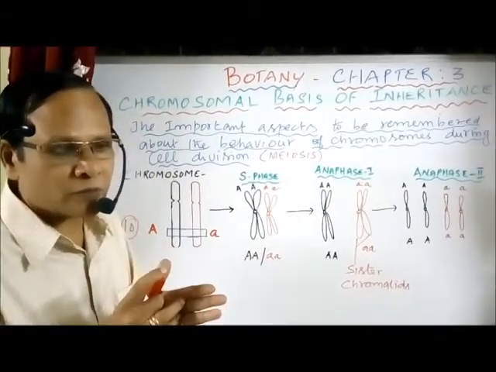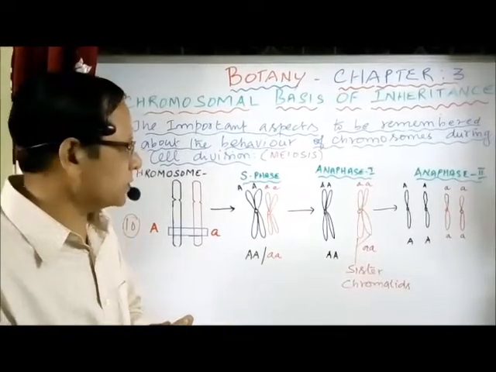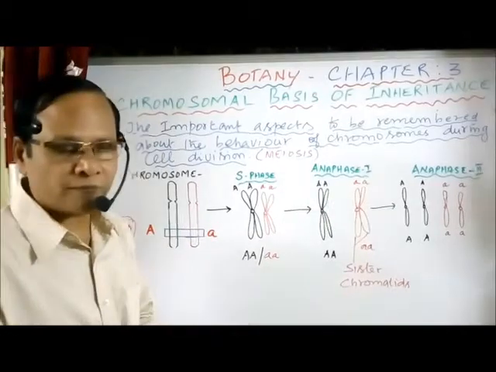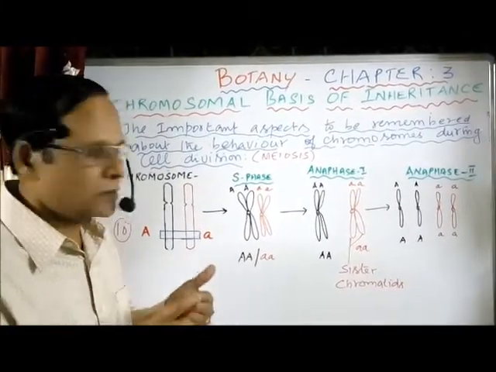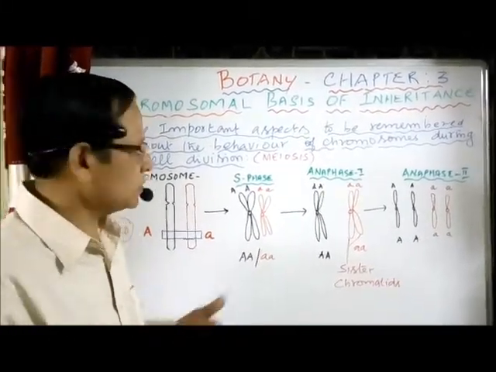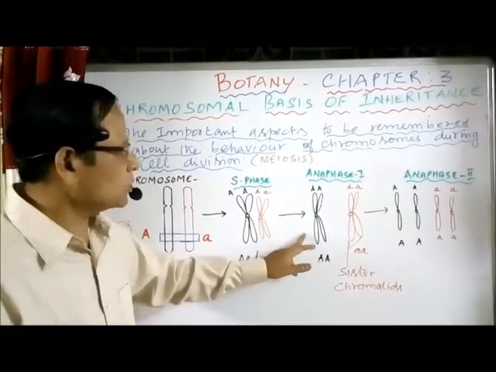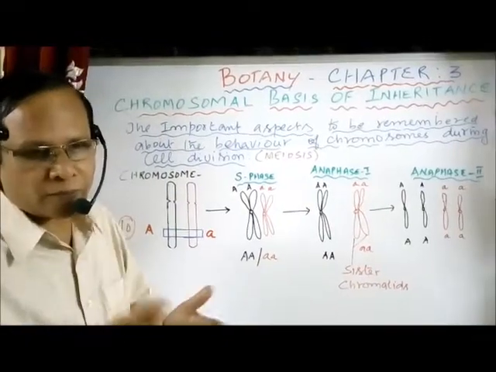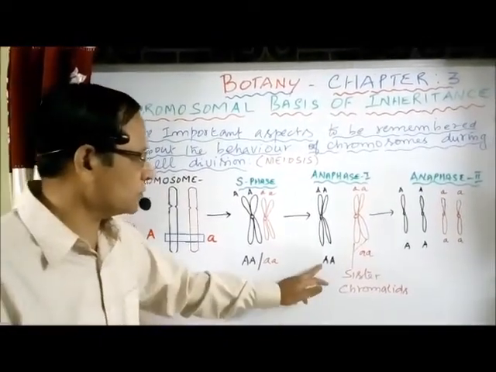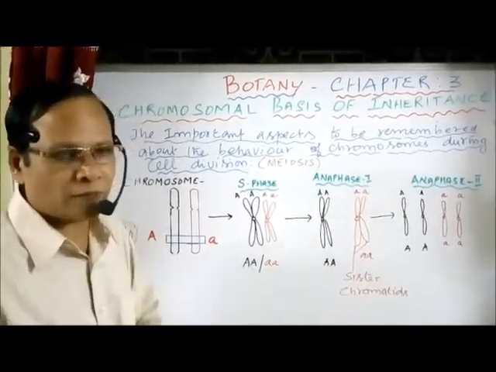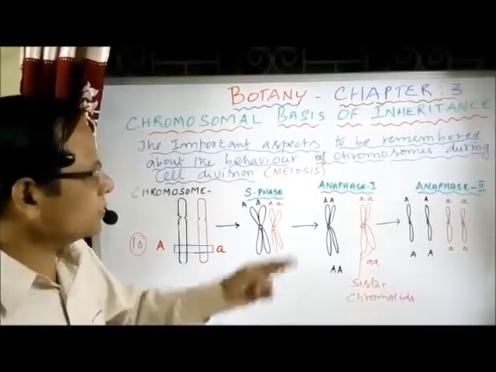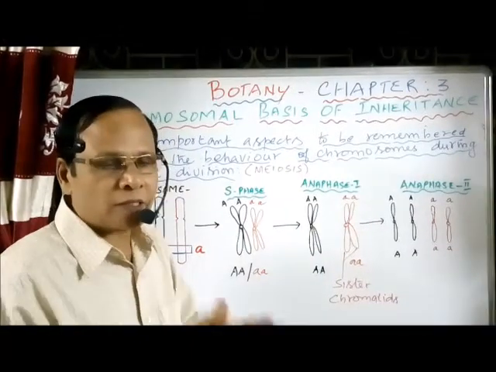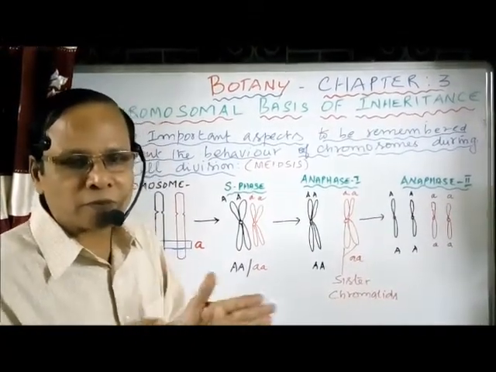The homologous chromosomes separate so that each cell has only one of the two different alleles of a factor. Now during anaphase 2, the sister chromatids undergo separation.